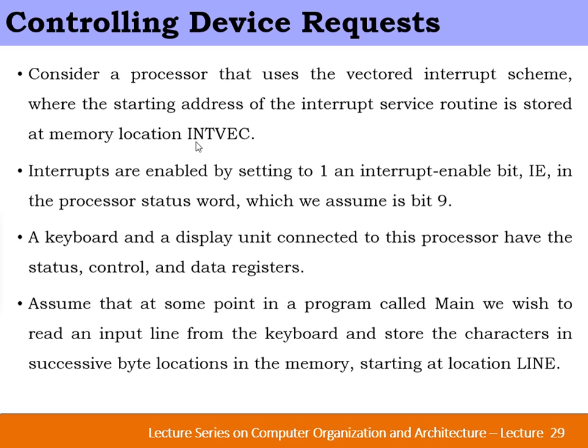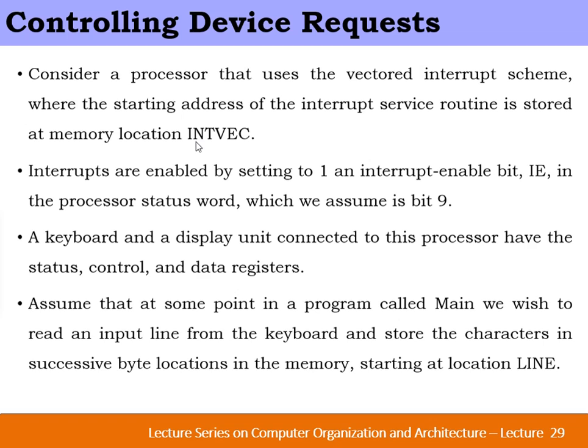Now let us assume the devices involved in the program are a keyboard and a display unit. The keyboard and display unit connected to this processor have three registers: a status register, a control register, and a data register. In the status register, we have the SIN flag, SOUT flag, KIRQ, the keyboard interrupt request, and DIRQ, the display interrupt request. In the control register, we have the enable bits of the keyboard as well as the display, and we have the corresponding data register.